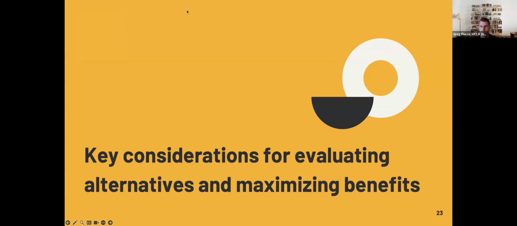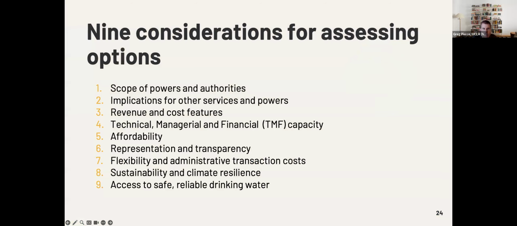Thanks, Kristen. Hey, everyone. So I'm going to run through, as it says here, 9 key considerations for evaluating alternatives and maximizing benefits with a prospective consolidating entity. Next slide. I'm going to run through these pretty quickly because I think this is where the report and some of the tools best serve you. But there are 9 different categories of considerations that we identified.